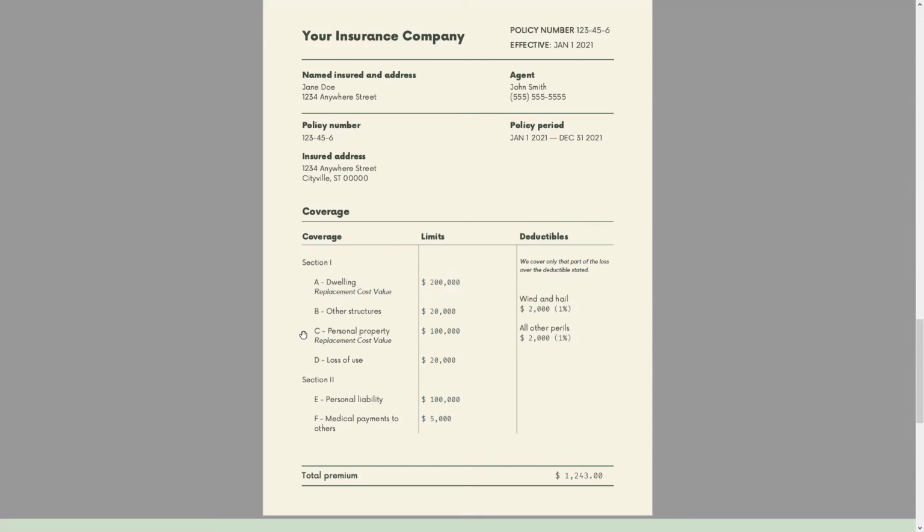Personal property, coverage C. Here it's at replacement cost value. This covers your home's contents or personal property. It also covers personal belongings you carry while you're traveling. The limit of this coverage is 50% of your coverage A limit.